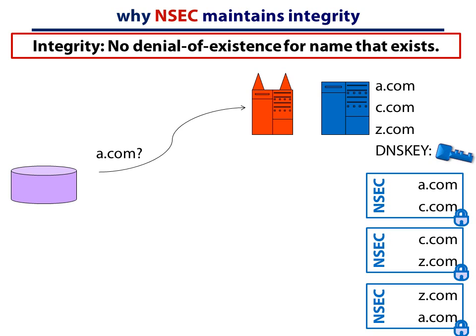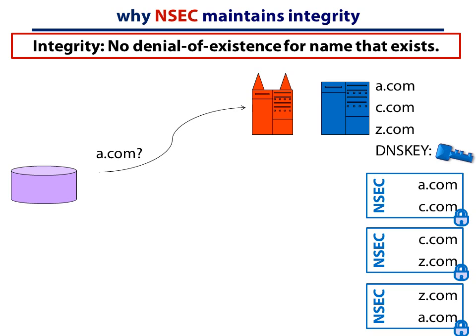cannot convince us that a name that really does exist in the zone, like a.com, here you see the query was for a.com, and a.com really does exist. So this guy cannot convince us that the query for a name that really does exist in the zone actually does not exist in the zone. Okay, so this adversary doesn't have access to the zone signing key. All he can do is observe messages that were sent on the network.